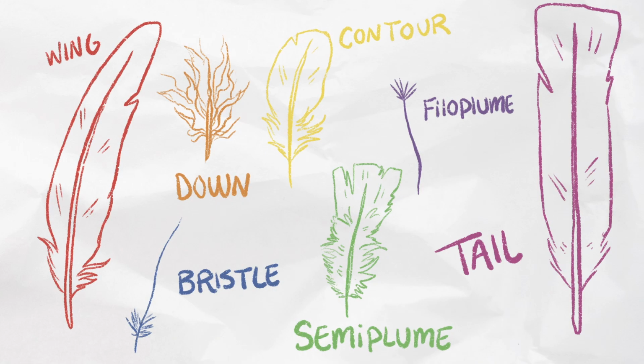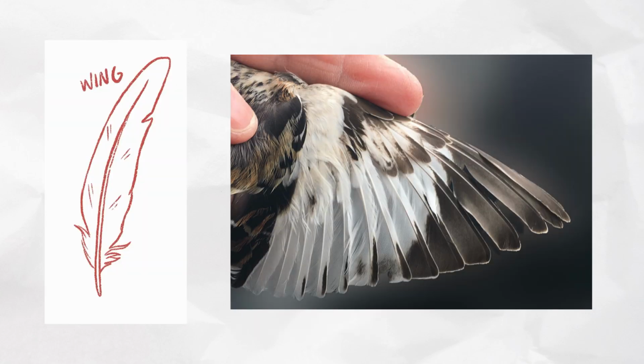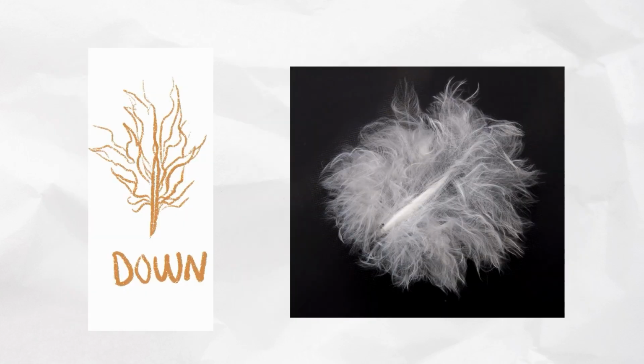There are 7 different types of feathers on a bird, mainly based on where it is and what its function is. Wing feathers are designed for flight. They are almost windproof and are also adapted to not twist in flight. Down is a short, loosely structured feather that helps birds stay warm.